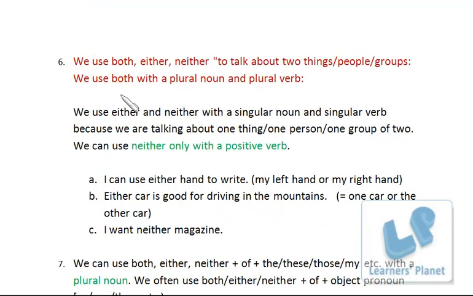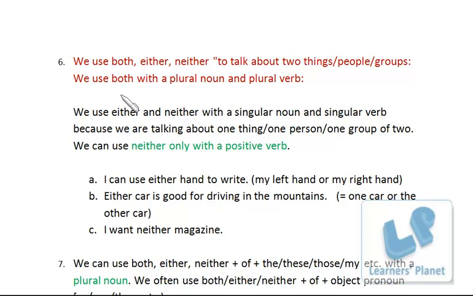Next, we use both, either, neither to talk about two things, people, groups. We use both with a plural noun and plural verb. Either can also be pronounced as either, and neither can also be pronounced as neither. Both are correct. We use either and neither with a singular noun and singular verb because we are talking about one thing, one person, one group of two.